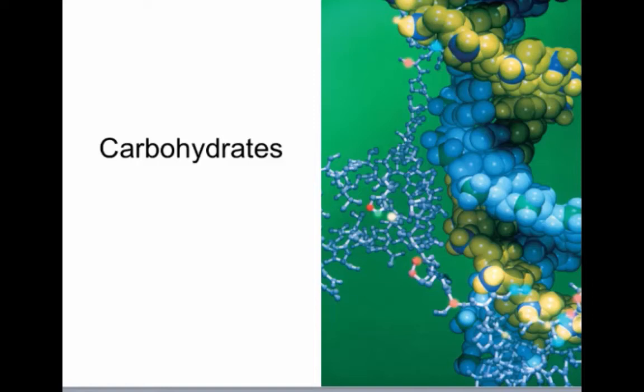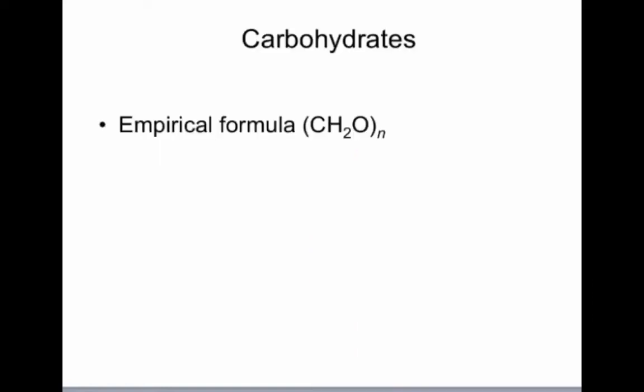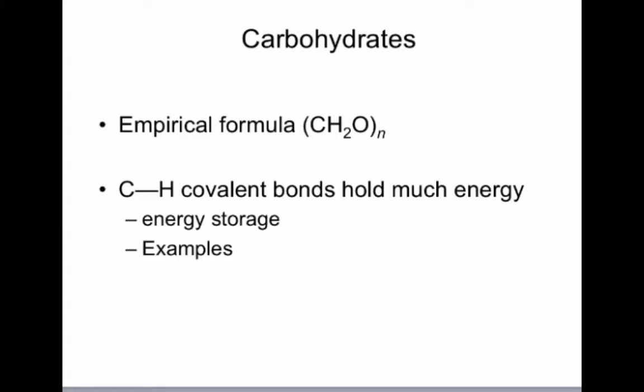In this video, we're going to study carbohydrates. All carbohydrates share the same empirical formula, composed of carbon, hydrogen, and oxygen, having two hydrogens per carbon and oxygen, and this structure can be repeated multiple times. The carbon and hydrogen covalent bonds hold much of the energy, and this is why carbohydrates are used for energy storage. Examples of carbohydrates are starch in plants, common sugars, and glycogen that we store in our liver.